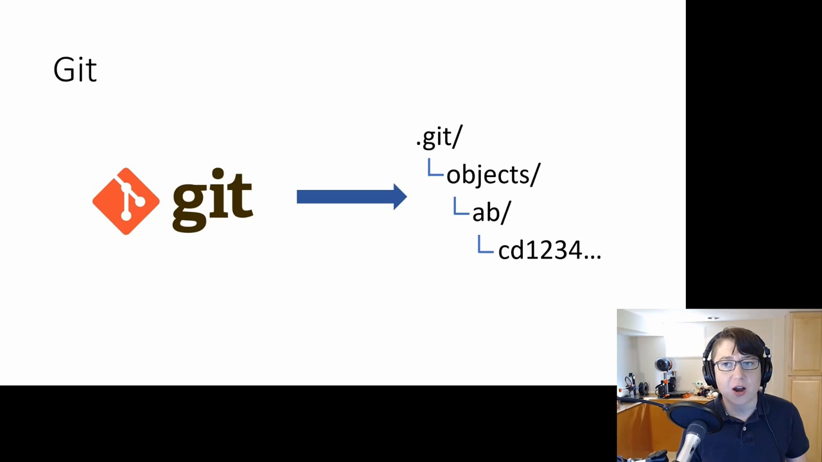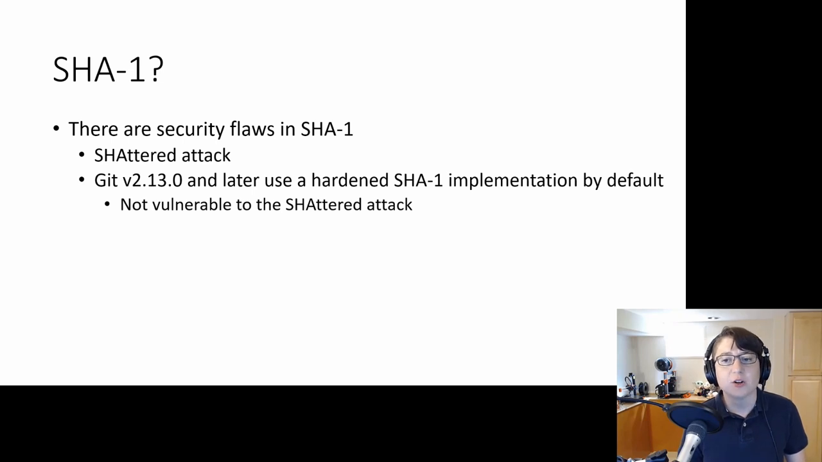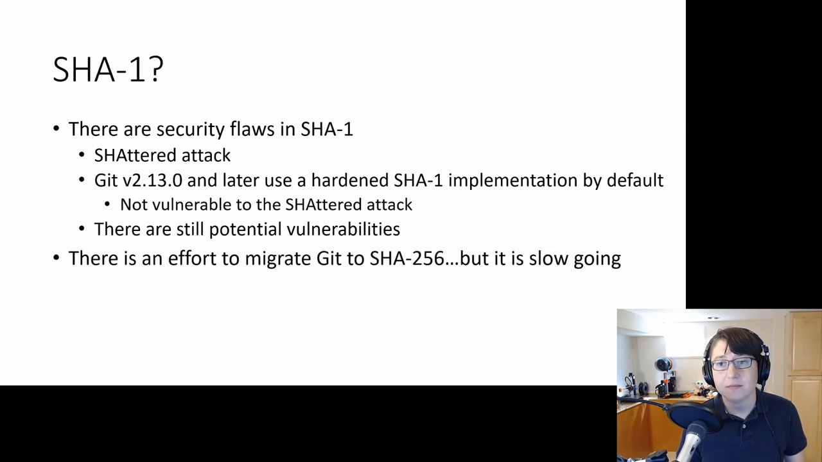All right, about the use of SHA-1. As many of you likely know, there are security flaws in SHA-1, notably the SHAttered attack. Git version 2.13.0 and later use a hardened SHA-1 implementation by default. This hardened version is not vulnerable to the SHAttered attack, but there are still other potential vulnerabilities that may be discovered in the future. There is an effort to migrate Git to using SHA-256 rather than SHA-1, but it is slow going. So GitBOM is inspired by Git, and in early designs, GitBOM also used the hardened SHA-1, but we received a very strong negative response to that. This is understandable. GitBOM is intended to allow you to know exactly what goes into your software, and that is not something we want to be vulnerable.